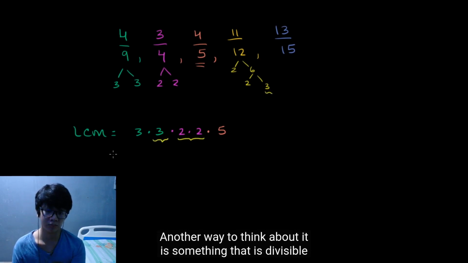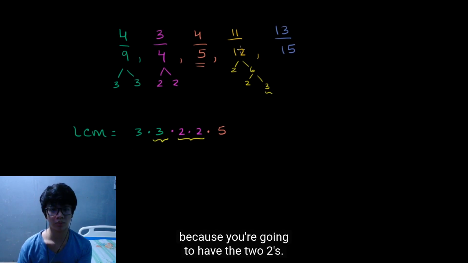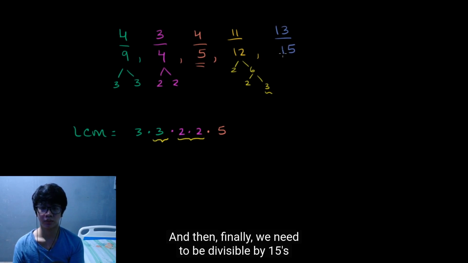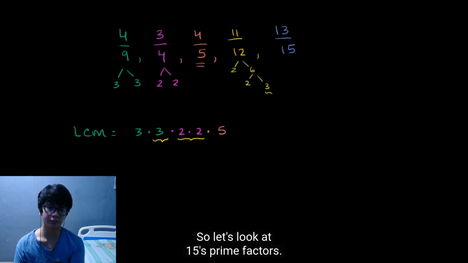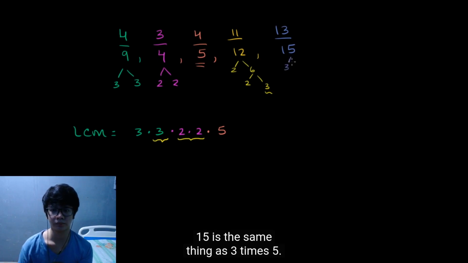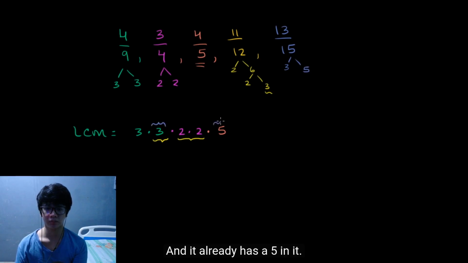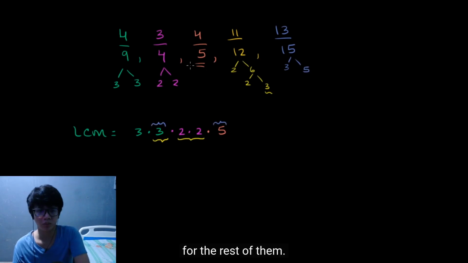Another way to think about it is something that is divisible by both 9 and 4 is going to be divisible by 12, because you're going to have the 2 2's and you're going to have that 1 3 right over there. And then finally, we need to be divisible by 15's prime factors. So let's look at 15's prime factors. 15 is the same thing as 3 times 5. So once again, this number right over here already has a 3 in it, and it already has a 5 in it. So we're cool for 15, for 12, and obviously for the rest of them.